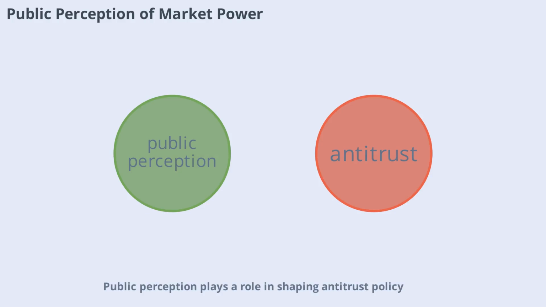Public perception plays a role in shaping antitrust policy. When consumers feel that certain firms are too powerful, there is often pressure on regulators to take action. Media coverage and public debate influence how authorities prioritize enforcement and reform.